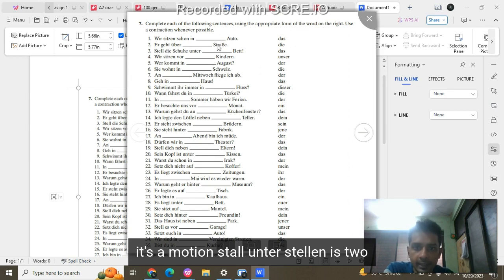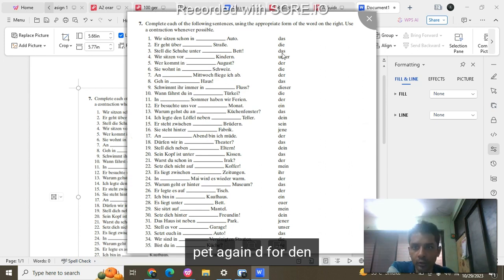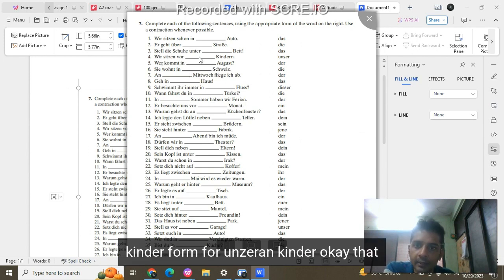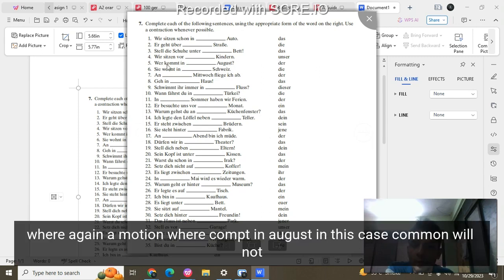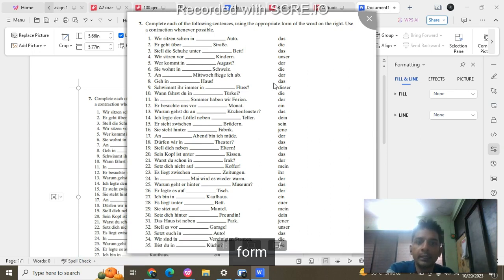Er geht über die Straße. Stell die Schüler unter. Stellen is a verb which shows motion. It is always accusative. Stell die Schüler unter das Bett. Okay, accusative form. Sitzen again a dative form. Wir sitzen vor den Kindern. The dative form of the plural: wir sitzen vor unseren Kindern. Okay, dative form. Wer kommt, again a motion verb. Wer kommt im August? In this case, kommen will not mean wohin. It will mean in August. So we have the dative form, in dem August.